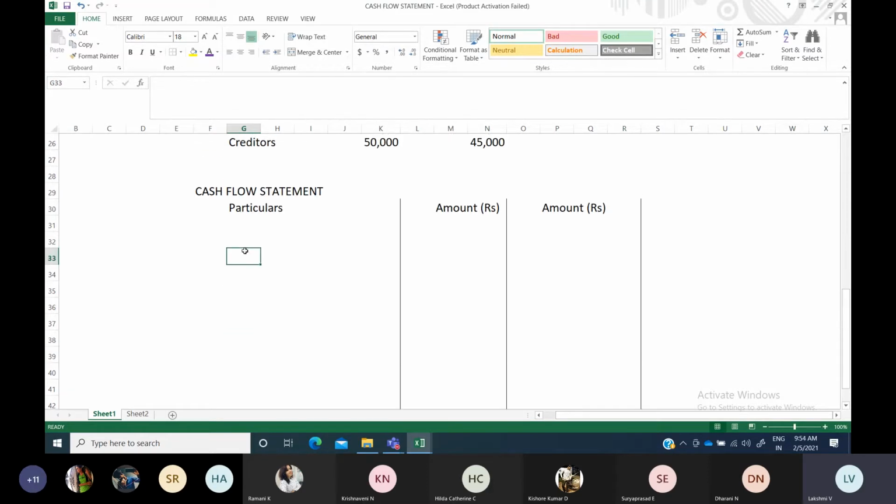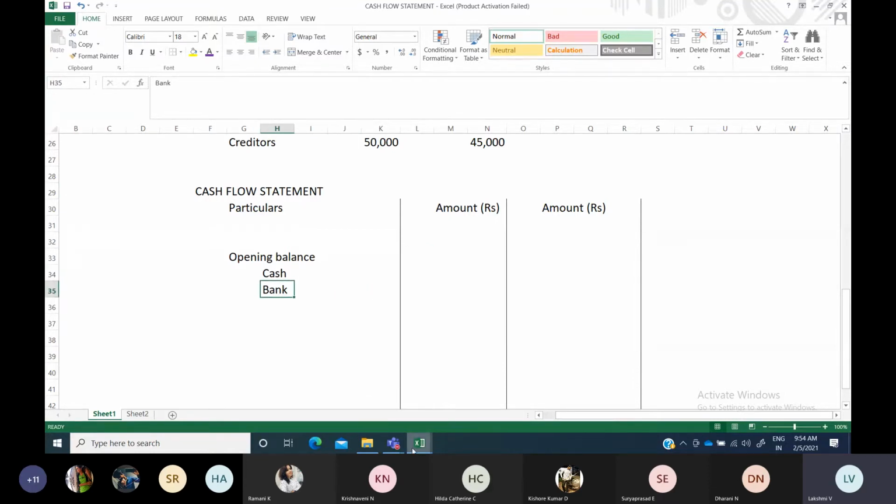Now cash flow statement preparation is somewhat different here. Now what will be the first item? No, opening balance of cash. Opening balance of cash. Okay. So under opening balance you can mention cash and bank. So these are the two items your cash flow statement will start with.